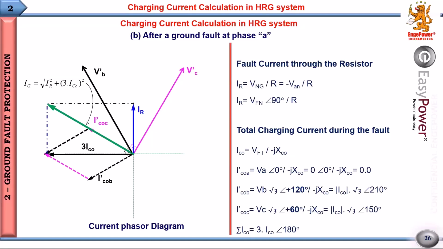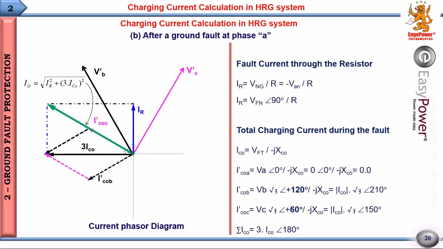Minus j is the same as minus 90 degrees. That goes to the numerator, changing the sign. And here, since the voltage is 0, this current is 0.